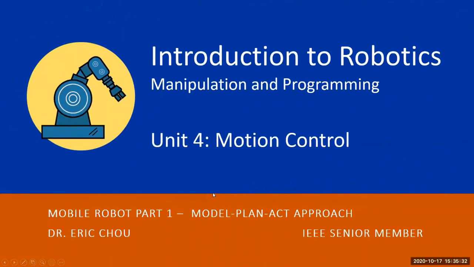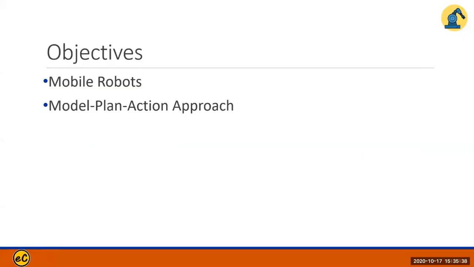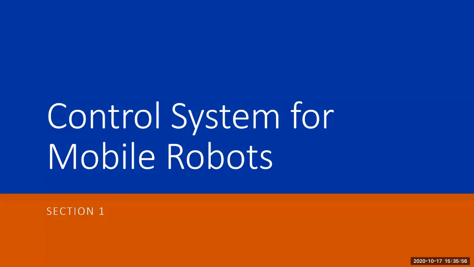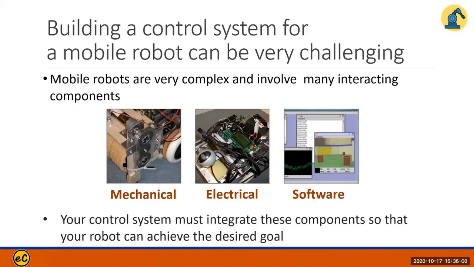Unit 4, Motion Control, Mobile Robot Part 1, Model Plan Act Approach. Objective: Mobile Robot, Model Plan Act Approach. So in this lab, we will be focused on the deliberative approach for design control. It is also called the Model Plan Act Approach. Control system for mobile robots.